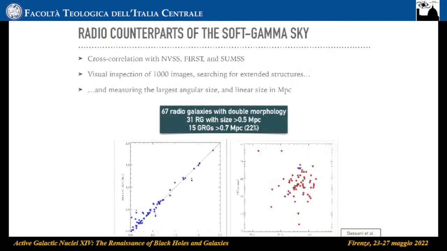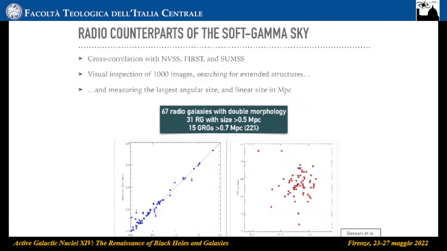So we started, as I said before, from the soft gamma ray catalogs. And to study the radio counterparts of these AGN, we cross-correlated with the classical radio surveys, that is NVSS, first sounds that are now 20 years old, but still offer a view on the entire sky, so you can match them with satellite catalogs. And visually inspecting almost 1,000 images and searching for extended structure, we measured the largest angular sizes and ended up with 67 radio galaxies with a double morphology.